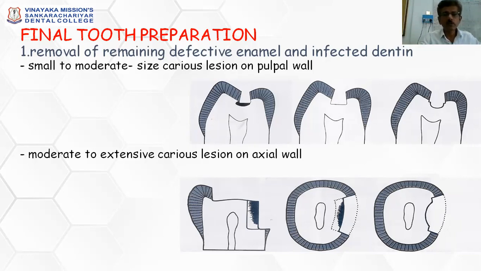Moderate to extensive carious lesions on the enamel and axial wall. There again, as you see in the picture, only that particular part of the axial wall that has been infected by caries you remove. You don't just remove the whole axial wall.